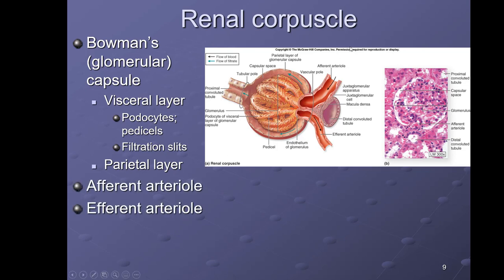So leading in, and we kind of talked about this earlier, leading into the glomerulus, you have an afferent arteriole. Leaving the glomerulus, you have an efferent arteriole. And remember from our previous discussion of capillaries that some capillaries are fenestrated. Well, these capillaries in the glomerulus are fenestrated capillaries, which means they have holes, which allows for optimal filtration.